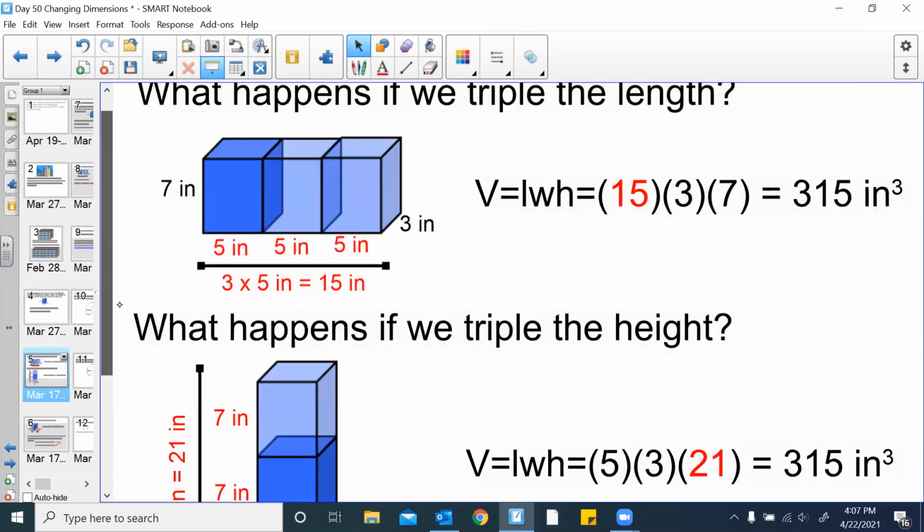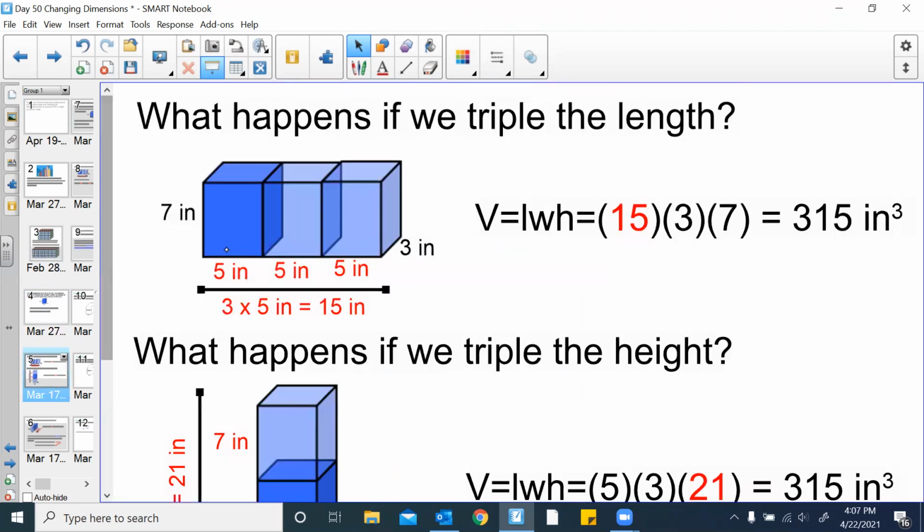Now, if we triple the length, it was 5, and notice that we would get 15. And we have to put that in for our length. And it looks like our volume actually does triple. I mean, look at it visually. Now we have two extra boxes. Now we have 3 boxes.